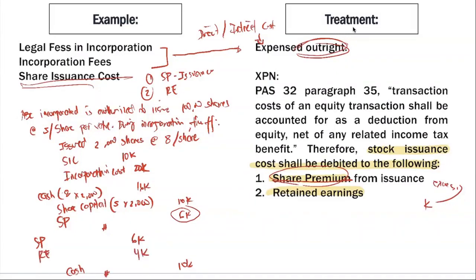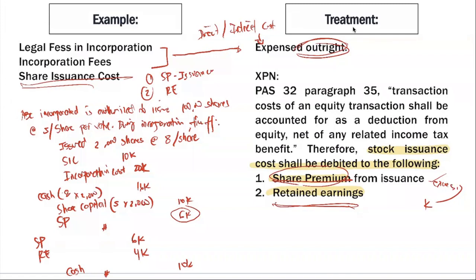Sir, paano kung walang share premium? Kung walang share premium, edi sa retained earnings. Kasi ang priority naman, if there is a share premium from issuance, use this one. If there is not, or it is not enough, then retained earnings. So in this case, the share premium is not enough, so we use retained earnings. But what if there is no share premium at all? Everything is at retained earnings. I hope we are clear as to the treatment of share issuance costs.